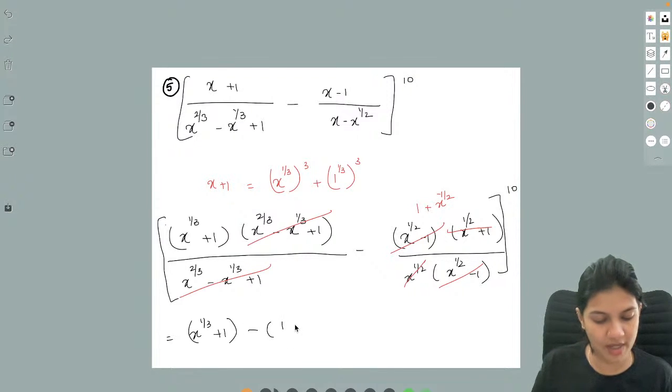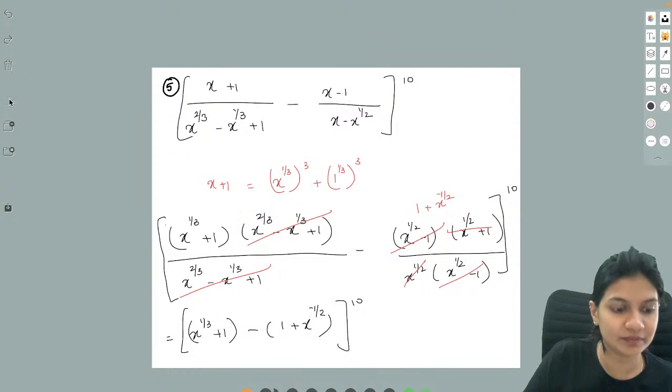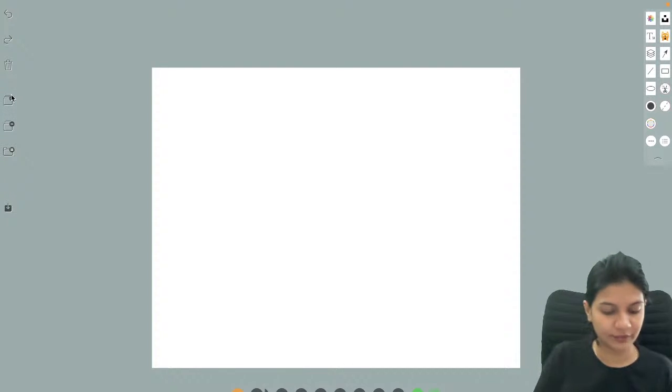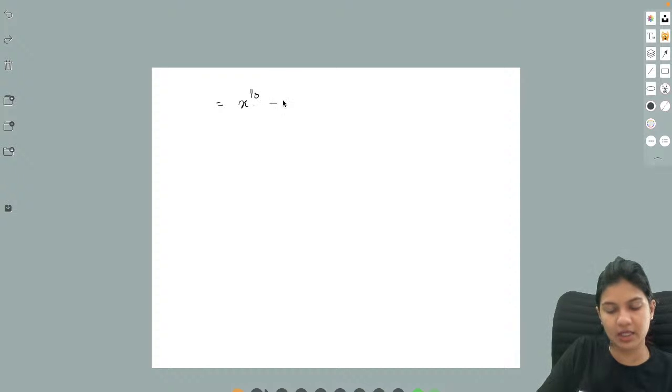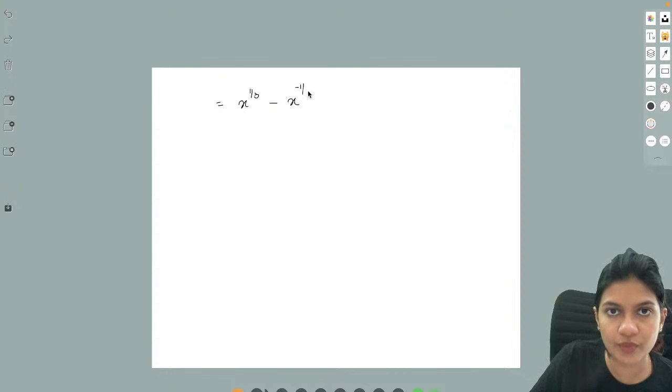Minus 1 plus x to the power minus 1 by 2, and this whole to the power 10. Okay. Now, this can be further written as 1 and 1 will get cancelled. You will be getting x to the power 1 by 3 minus x to the power minus 1 by 2, whole to the power 10.